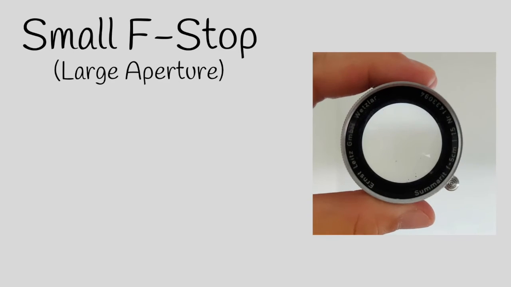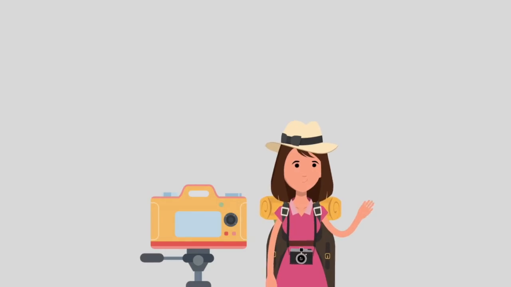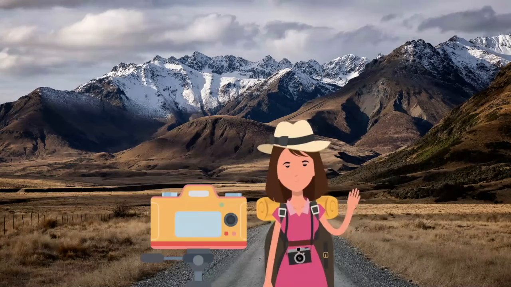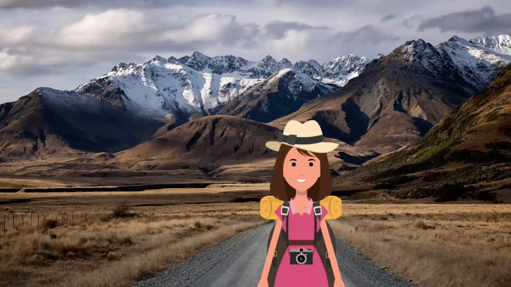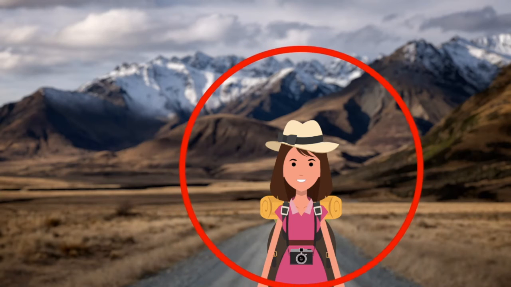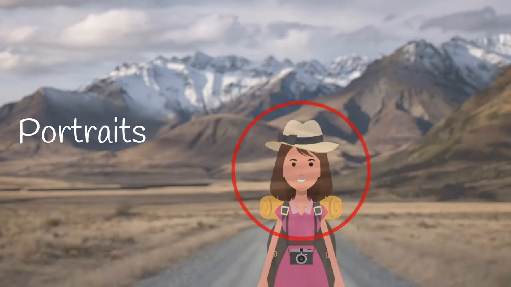A small f-stop number, such as f1.4, f2, and f2.8, will result in a narrow depth of field. Let's say we are taking a photograph of a person who is near to the camera with a background that is far away. A narrow depth of field means only the person will be in sharp focus, while the background behind will be blurred or out of focus. A narrow depth of field is useful in situations where you want to bring attention to a particular subject, such as a person in portrait photography.